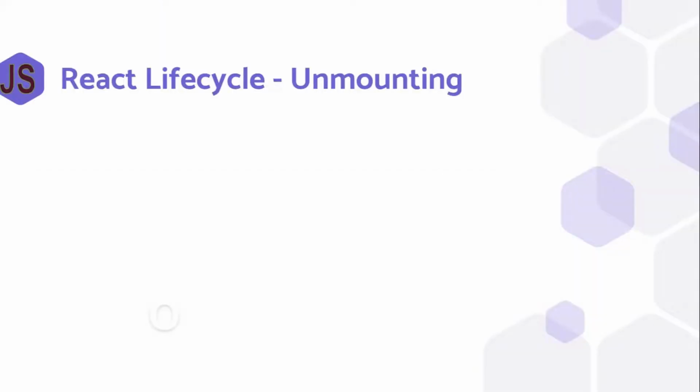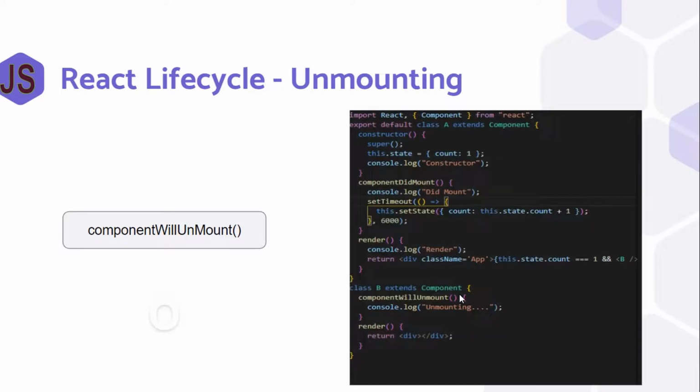Unmounting is that phase when the component is being removed from the DOM. So in this phase, only one method is called internally by React, that is componentWillUnmount. So let us see the code for this phase. Suppose there are two classes, first class A and second class B. So in this class A we are calling class B, and we are showing this class B when the count value of this state is equal to 1.